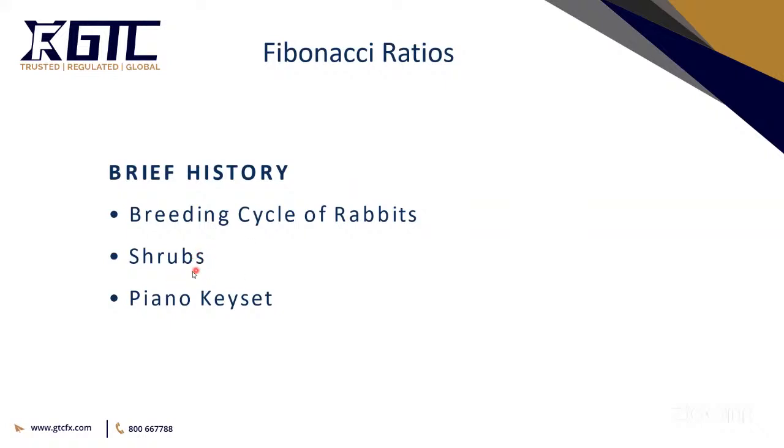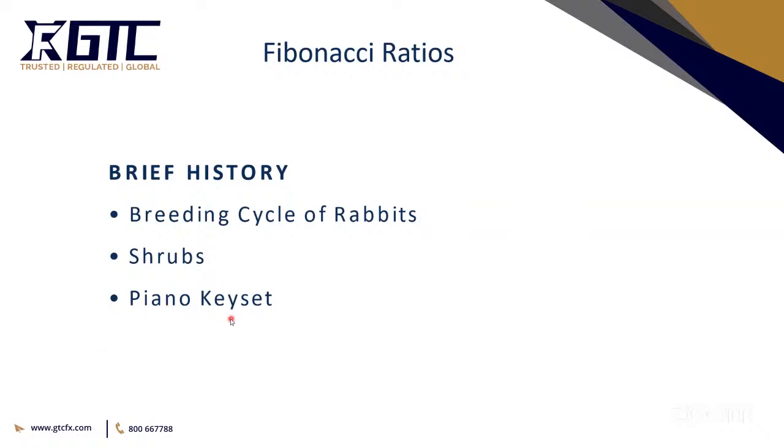Shrubs that are small, they are not trees, but they grow very small, called shrubs. Their stems sprout in the Fibonacci sequence 1, 2, 3, 5, 8, 13, 21, and so on.